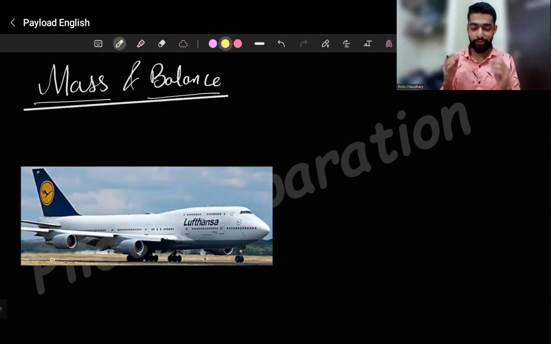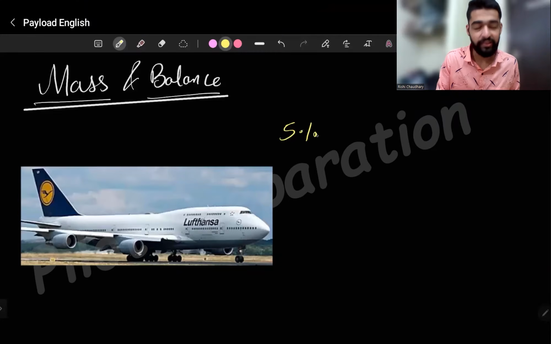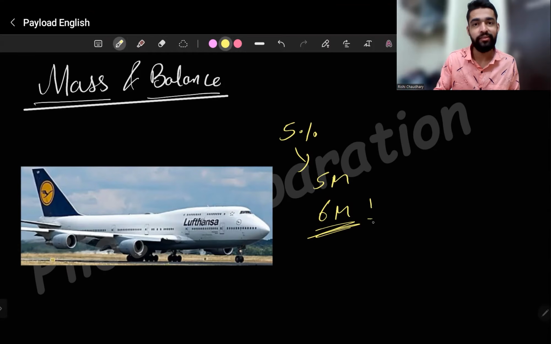My name is Rishi, and today we will be starting a very new topic called mass and balance, also famously known as payload. This topic is very important as pilots do the calculations in this topic every day, and that is the reason it is very important from the exam point of view as well, because this topic comes for 5% of the total Air Navigation. So it comes directly for 5 marks or sometimes 6 marks as well. So you can see the importance, isn't it?